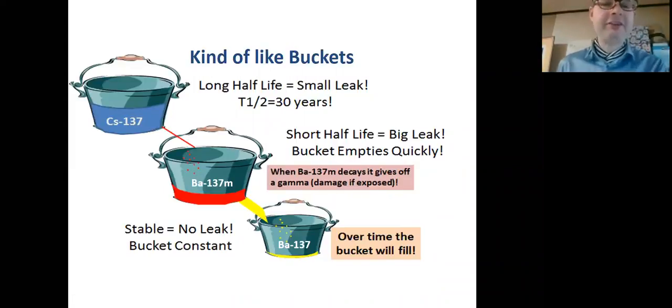And I kind of look at this as kind of like buckets. So cesium-137 has a very small spout because its half-life is 30 years. So it's very thin, so it dribbles into the next bucket. And then the barium-137m, this is called a metastable state, or very short-lived state. It has a very thick spout, so it immediately goes into the next bucket, which is barium-137, which is stable, so there's no spout. So you can really think of this in terms of buckets.